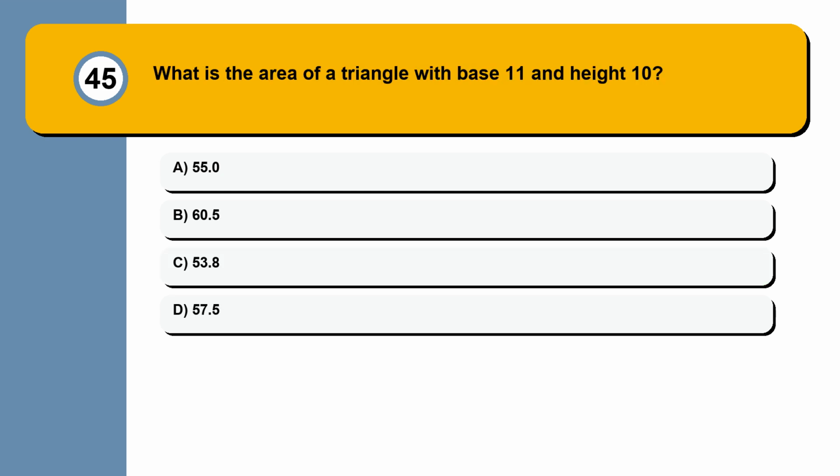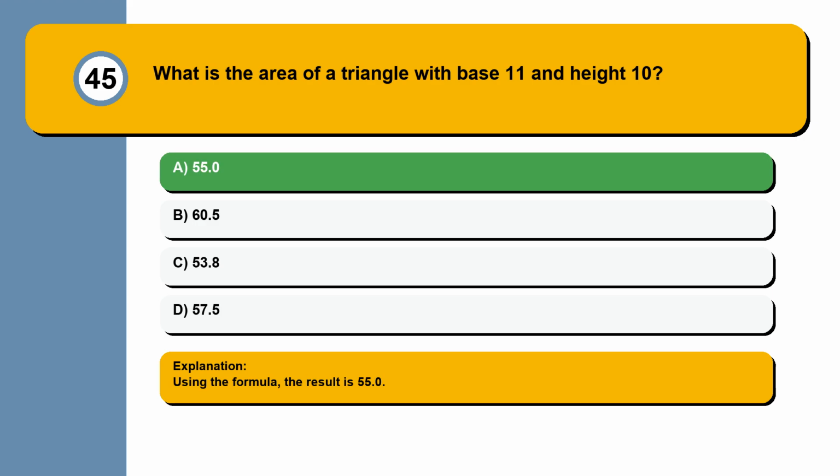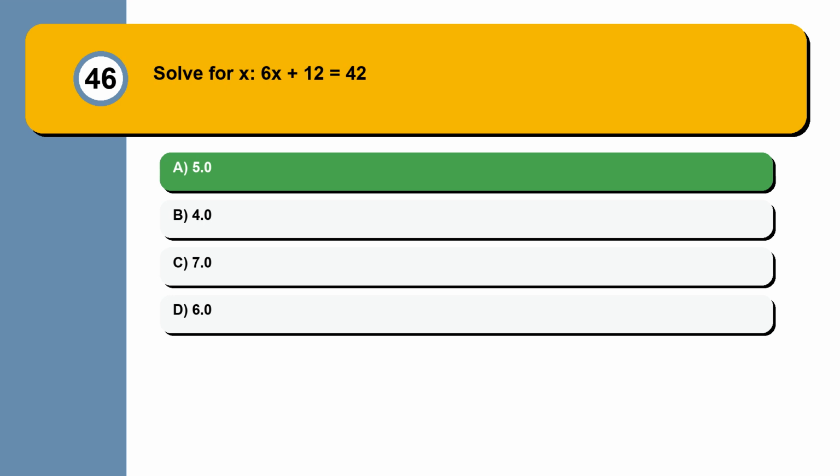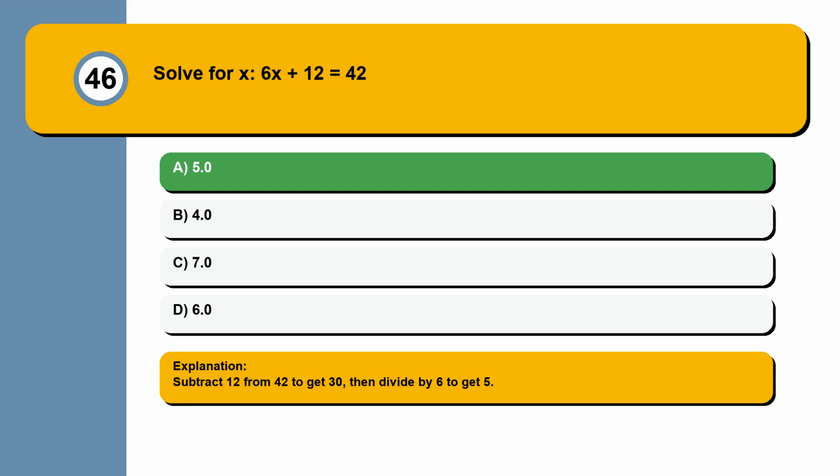Question 45. What is the area of a triangle with base 11 and height 10? 55.0, 60.5, 53.8, 57.5. Using the formula, the result is 55.0. Question 46. Solve for x, 6x plus 12 equals 42. 5.0, 4.0, 7.0, 6.0. Subtract 12 from 42 to get 30, then divide by 6 to get 5.